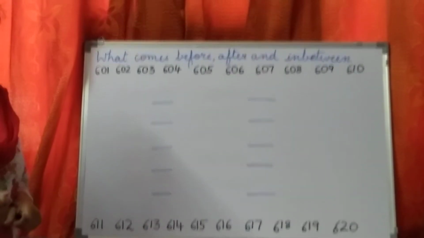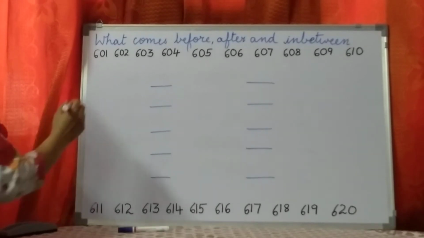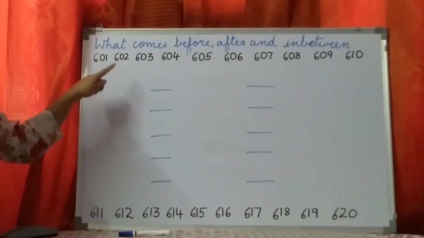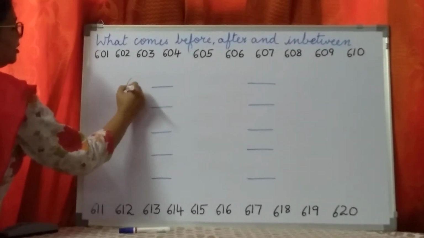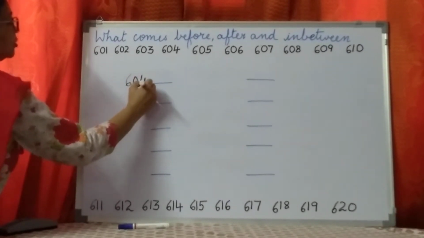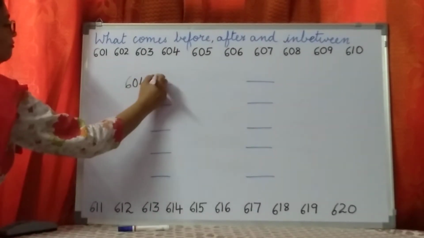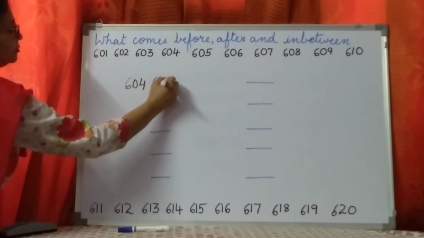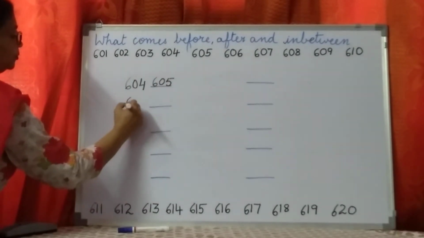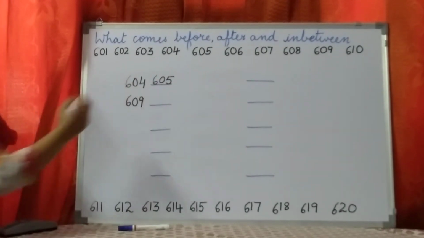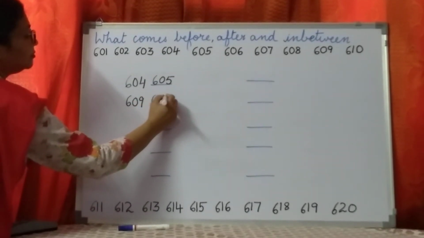Okay? What comes after? Now I have changed the numbers from 500 to 600. Now 604. So what comes after 604? 605. What comes after 609? 610.